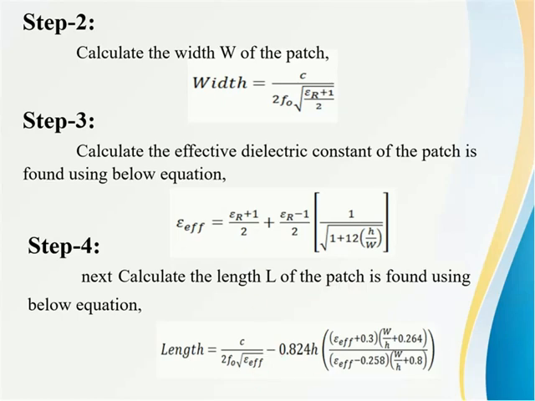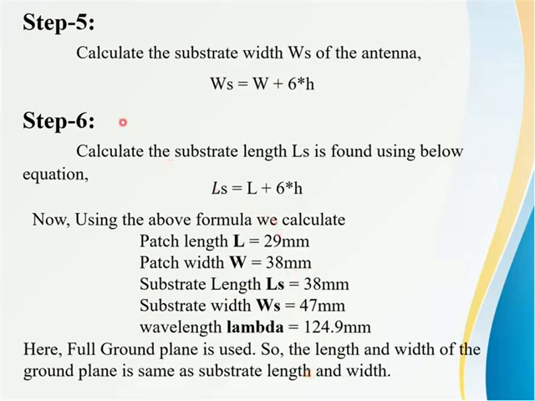After calculating the patch length and width, we calculate the substrate width Ws, where Ws equals W plus 6 times H. Then we calculate the substrate length Ls, where Ls equals L plus 6 times H. Using the above formulas, we calculate the patch length, width, substrate length, width, and lambda value. Here we use a full ground plane, so the length and width of the ground plane are the same as the substrate length and width.